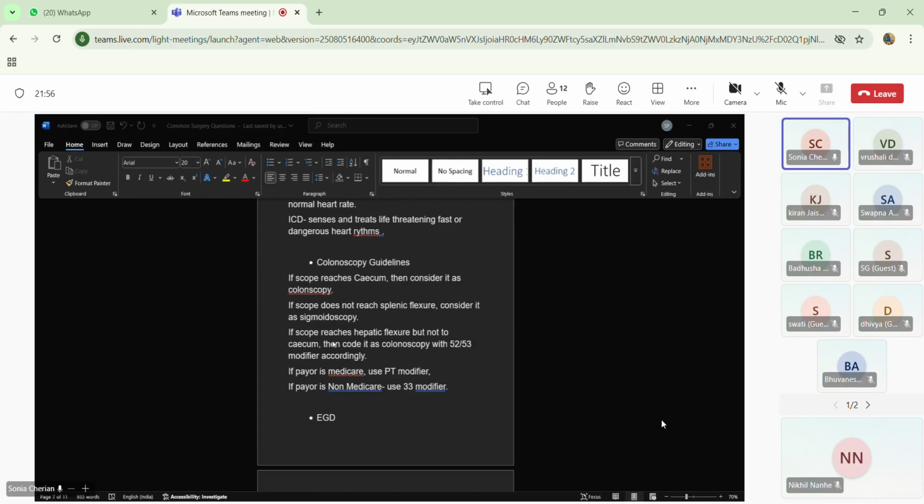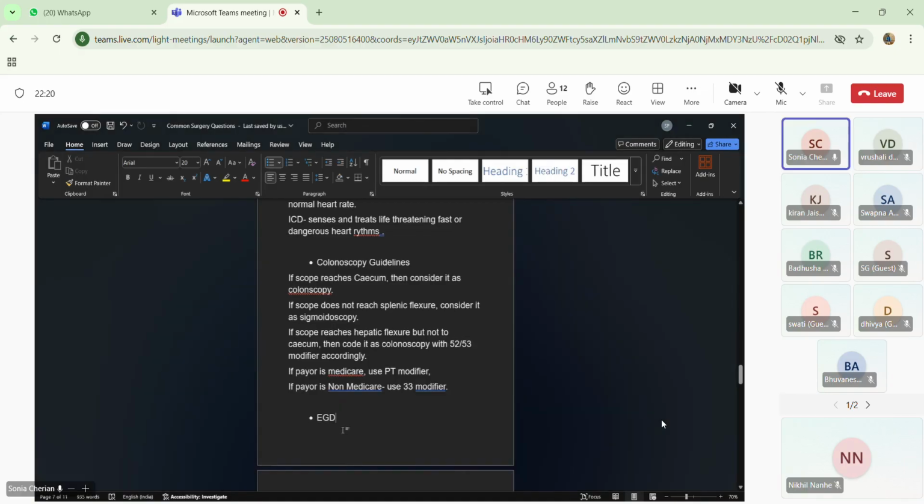Now, again, one thing is that if the payer is Medicare, I told you, right, you can use the PT modifier. And if the payer is non-Medicare, we have to use the 33 modifier. So these are like the Medicare modifiers. It's kind of a billing modifier. It is a rule guideline for Medicare payers. You need to code it. So that is one thing.